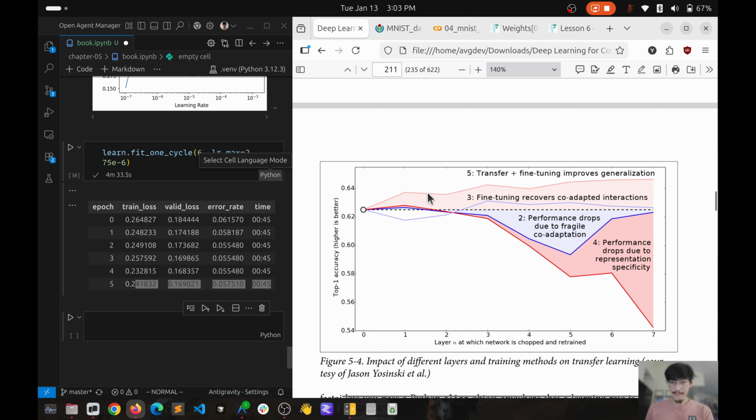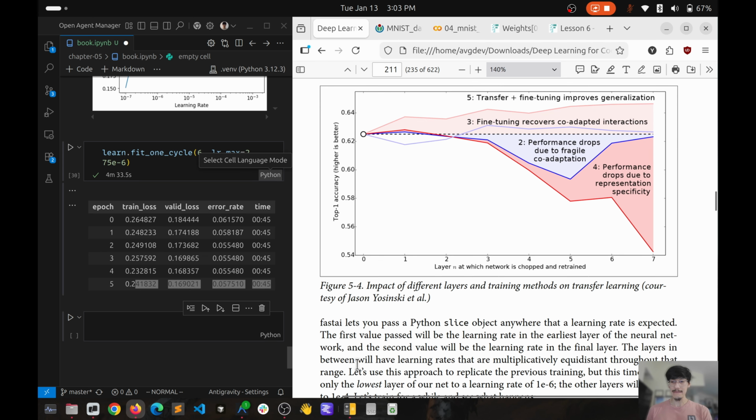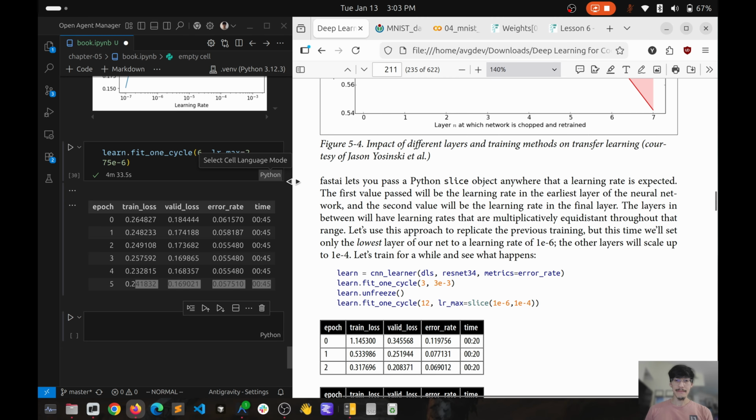So yeah, okay, that makes sense. Different layers learn at different rates. You should probably have a different learning rate for every specific layer. So fastai lets you pass a Python slice object anywhere that a learning rate is expected. The first value passed will be the learning rate in the earliest layer of the neural network, and the second value will be the learning rate in the final layer.